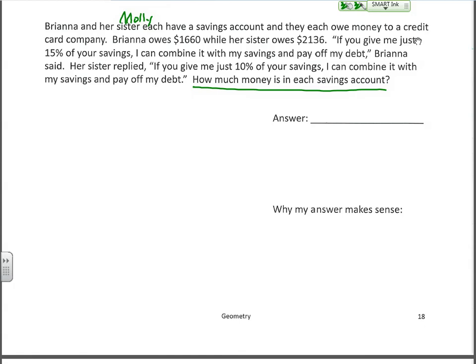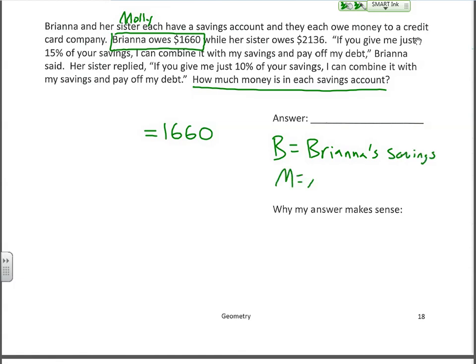Okay, so let's focus on Brianna's situation first. Brianna owes $1,660. That's going to be our first total. And Brianna says, if you give me 15% of your savings, I can combine with my savings and pay off my debt. So let's have B equal Brianna's savings, and let's have M equal Molly's savings, her sister's.